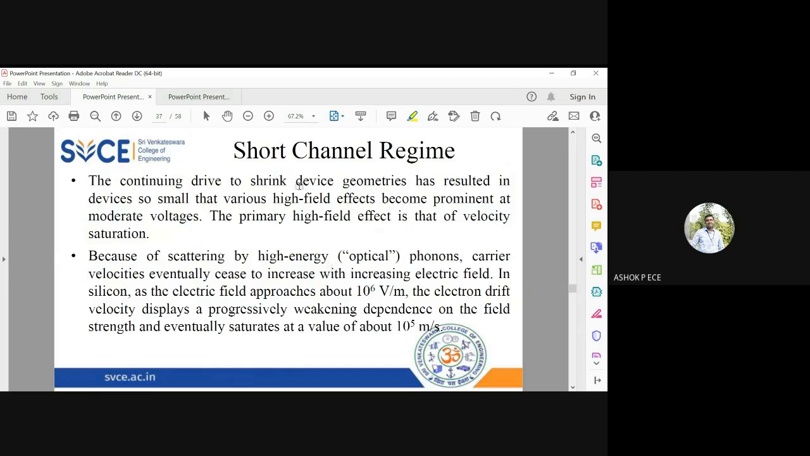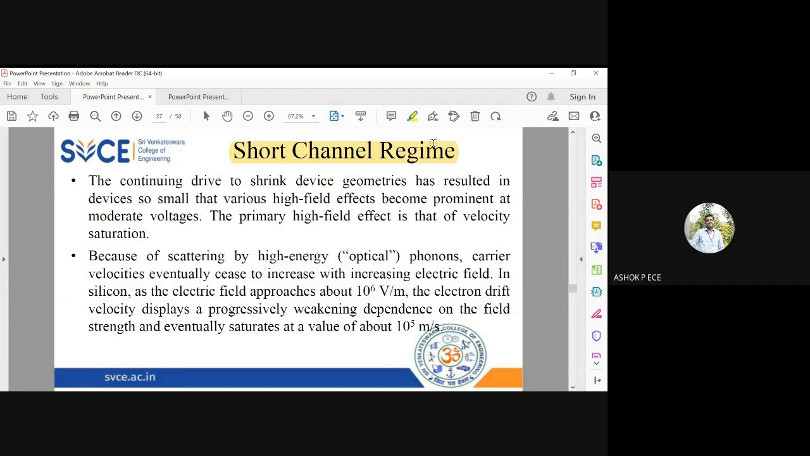Now, so far, whatever we have seen is for the long channel regime. Long channel means the channel length is going to be very, very large. When the space or the device size is going to be a constraint, I cannot have a device which is going to have a longer channel. So I'll go for the short channel regime.